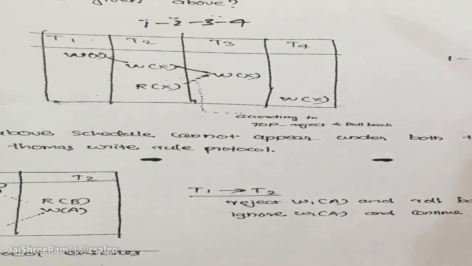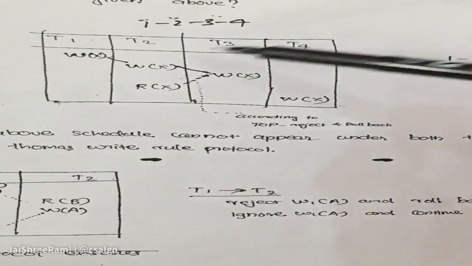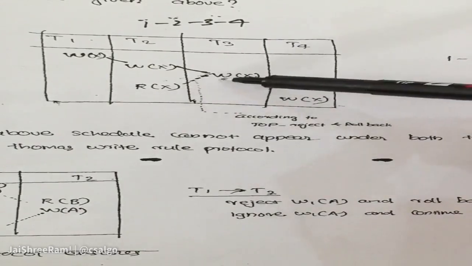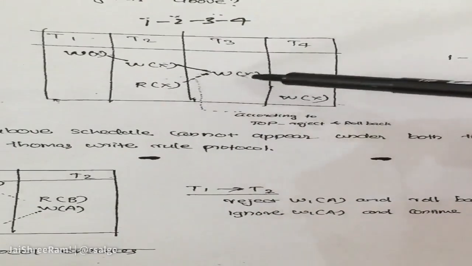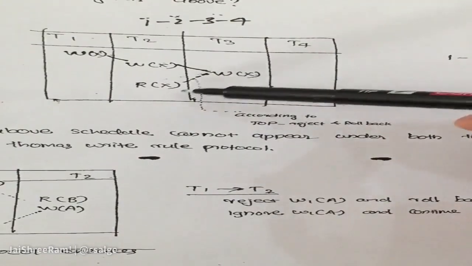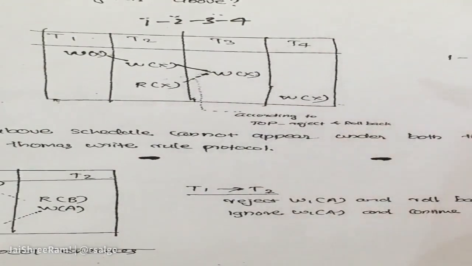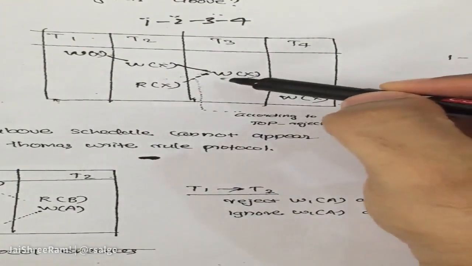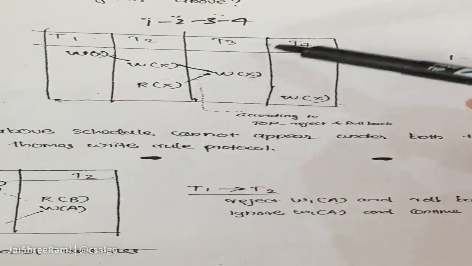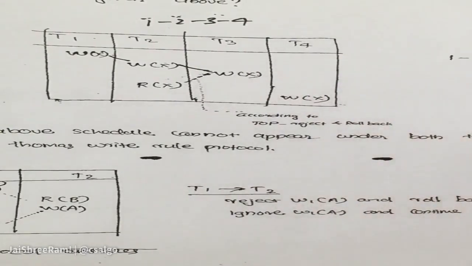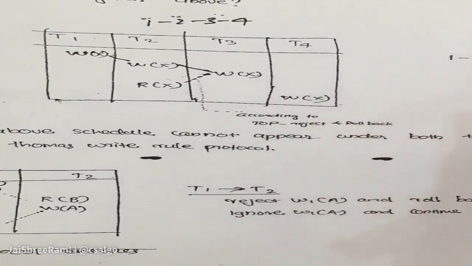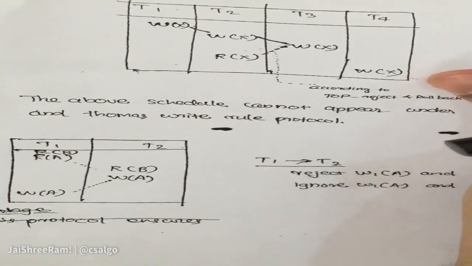Now we have to check if it is possible according to the Thomas Write rule or not. See, this failed because of a write-read conflict, isn't it? So the Thomas Write rule can save us only in a write-write conflict. It cannot save us even in a write-read conflict, right? Therefore, this schedule is not possible under the timestamp ordering protocol, or under the Thomas Write rule. Got it? Now check the next one.